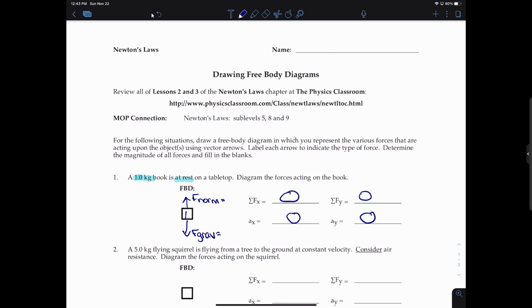I'm sorry, now you're stuck with my handwriting because I'm going to try this. My daughter was writing before, and her handwriting is way better than mine.